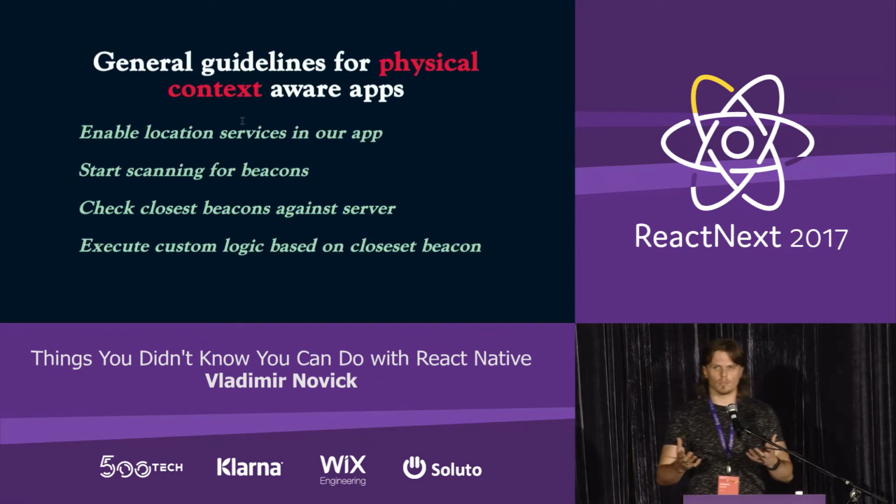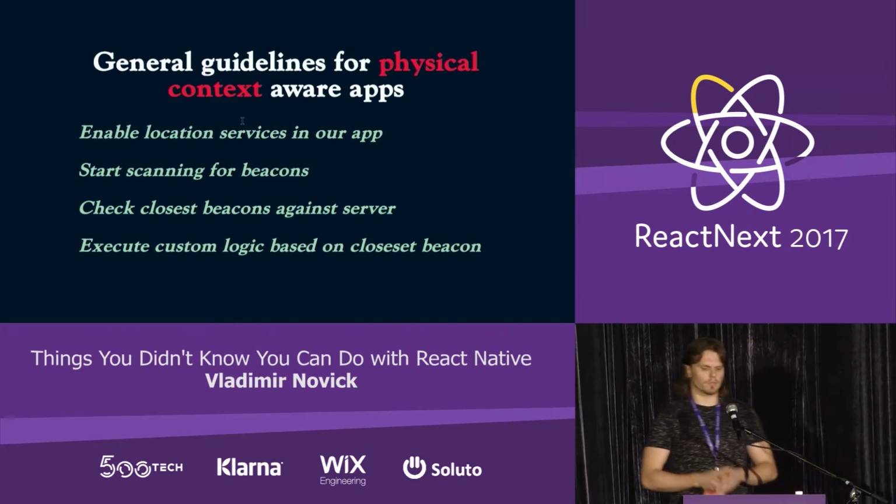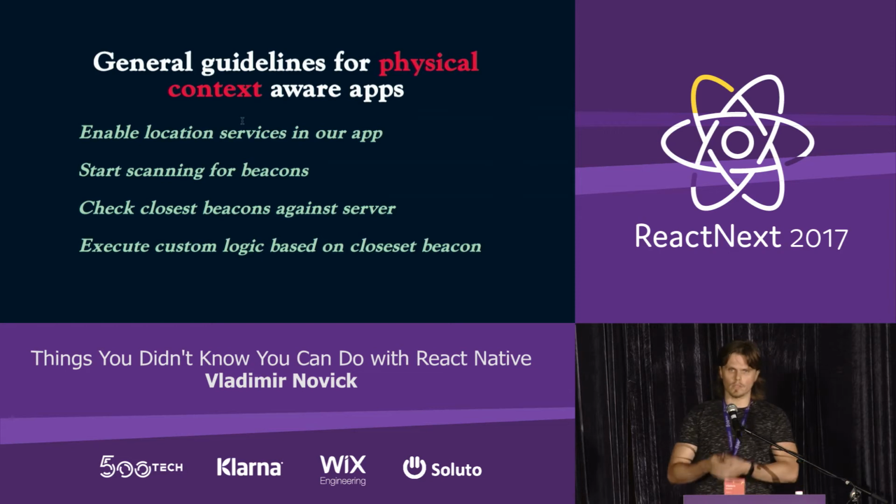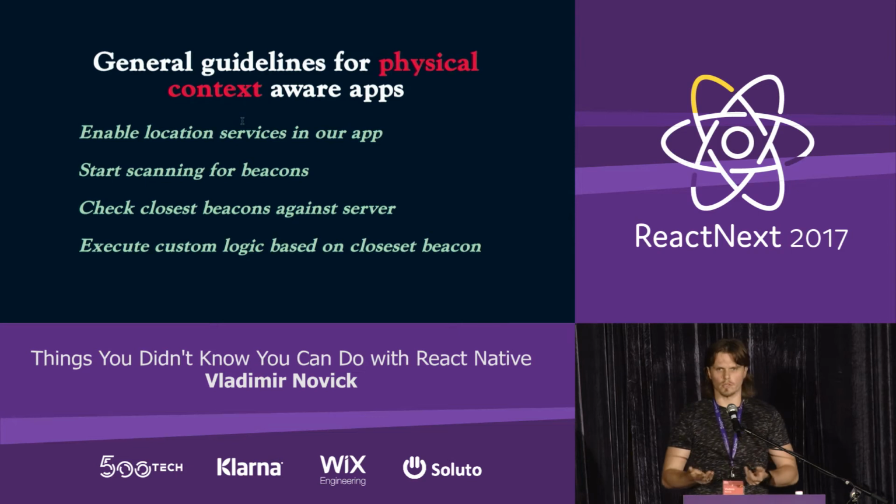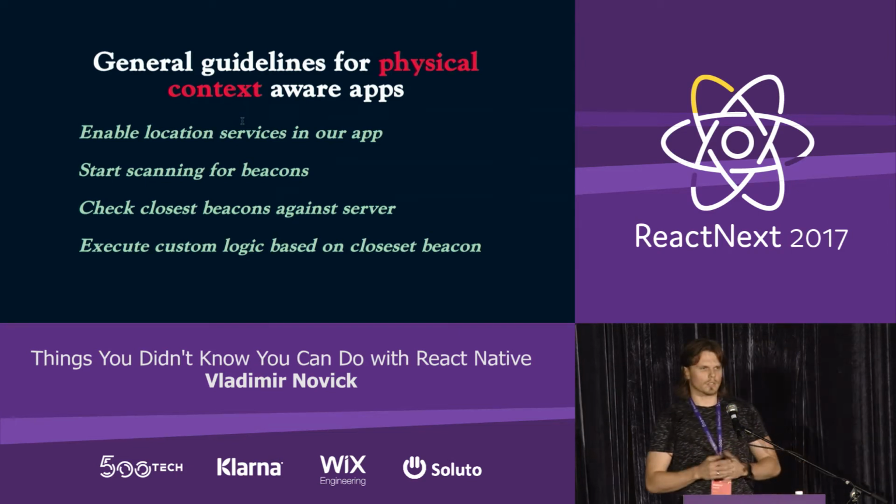So how do we develop our apps in React Native and in general for physical context-aware apps? We enable location services in our app. That's pretty obvious. We also need to get geolocation and, of course, location services, otherwise beacons won't work. Then we start scanning for beacons. If there are beacons around, then we check the closest beacons against the server.